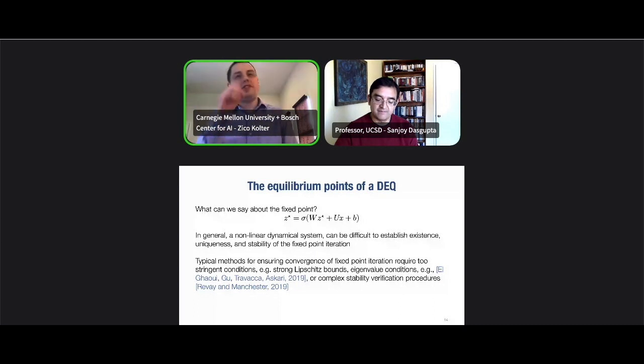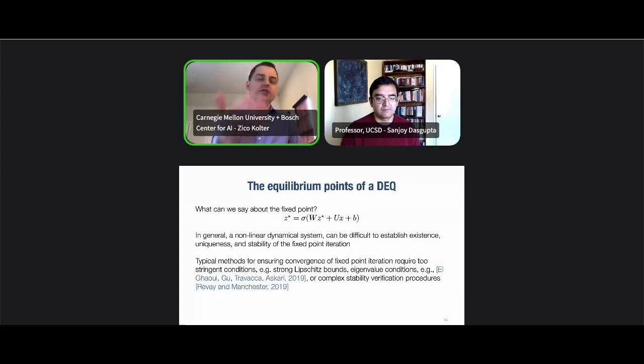So the question here is, what can we say about this fixed point? In general, this function is a general nonlinear dynamical system. And we know from many years of control theory that it's really hard to say things about general nonlinear fixed point iterations. This is extremely hard to say anything about. And if you have a more general form, an arbitrary nonlinear function there, then typically ensuring convergence requires some very strong conditions, like strong Lipschitz bounds on W, which constrain your representation too much.